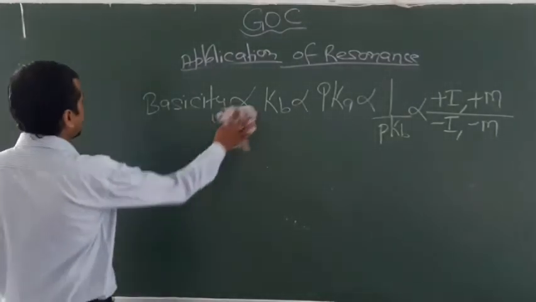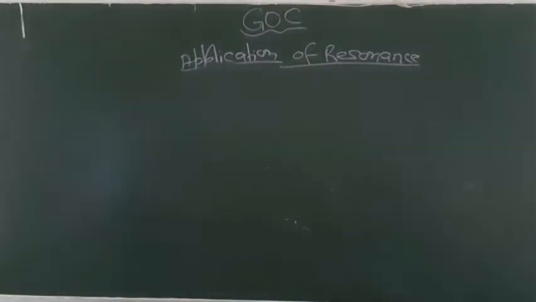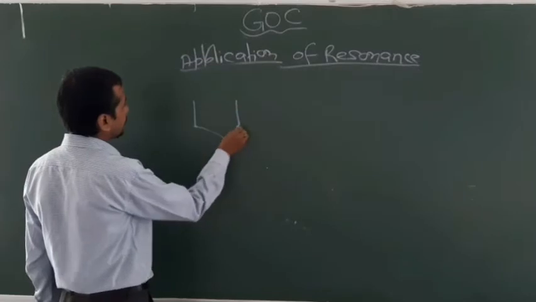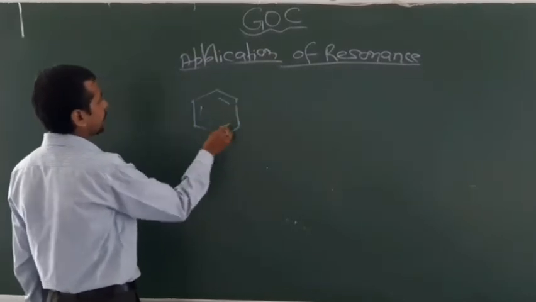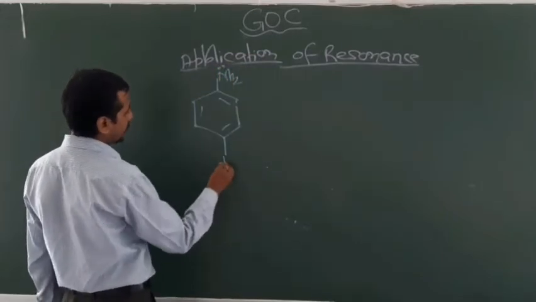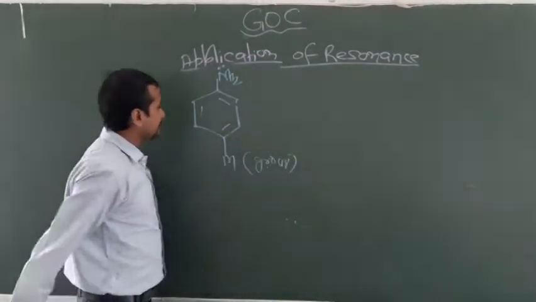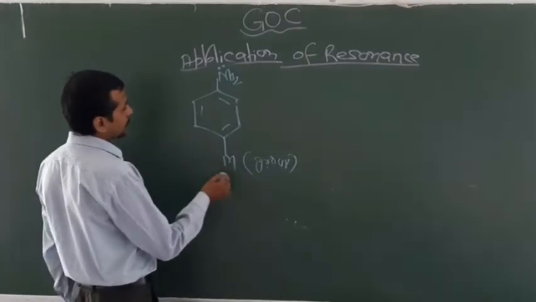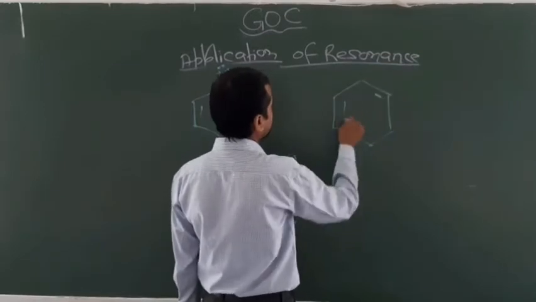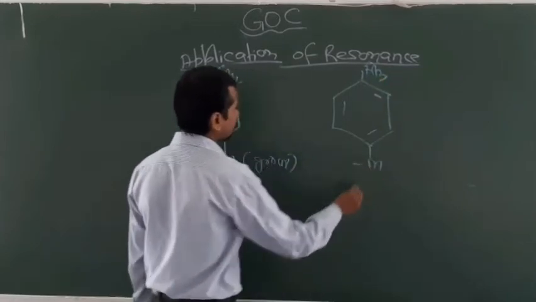Now dear students, let us focus on an example of how to decide the basic property of a given compound. Look at the role of plus I and plus M effect on resonance. Basically a plus M group can be attached, and one more example is taken of aniline where a minus M group is attached.